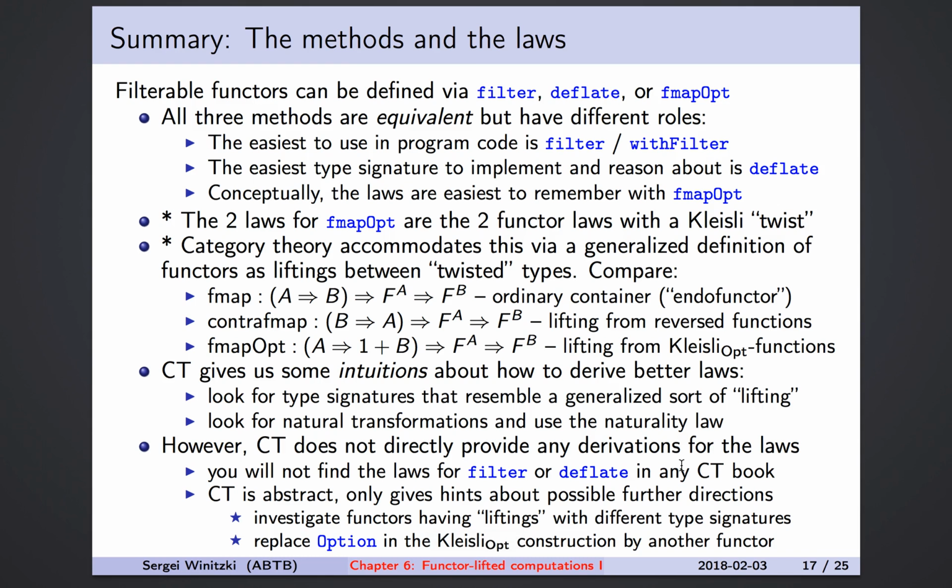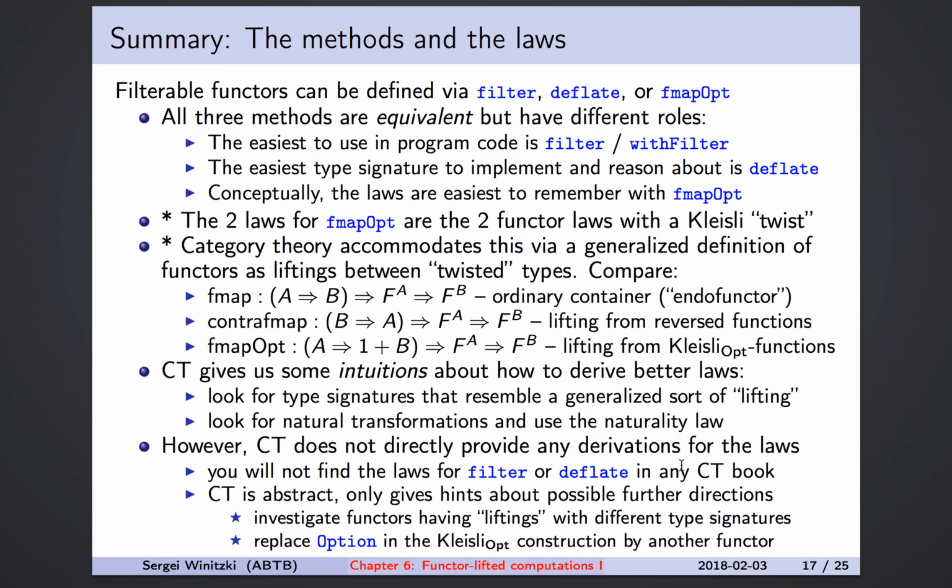So let me summarize what we have found. Filterable functors can be defined in different ways. We can define them using a filter function, using a deflate function, or using fmapOpt. All these three methods are equivalent. They're expressed identically through each other. And so if you have one of them, you can define two others.